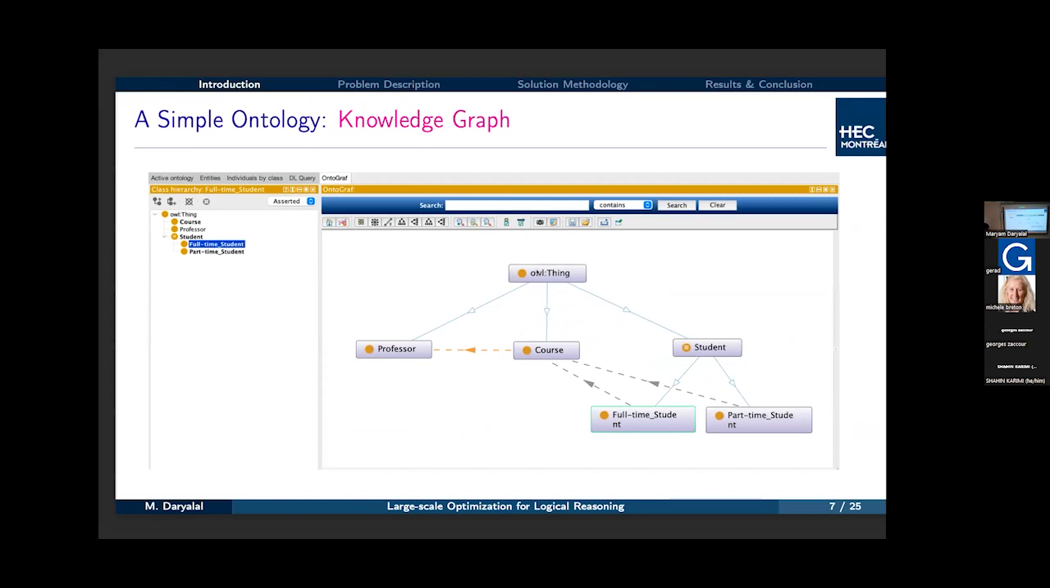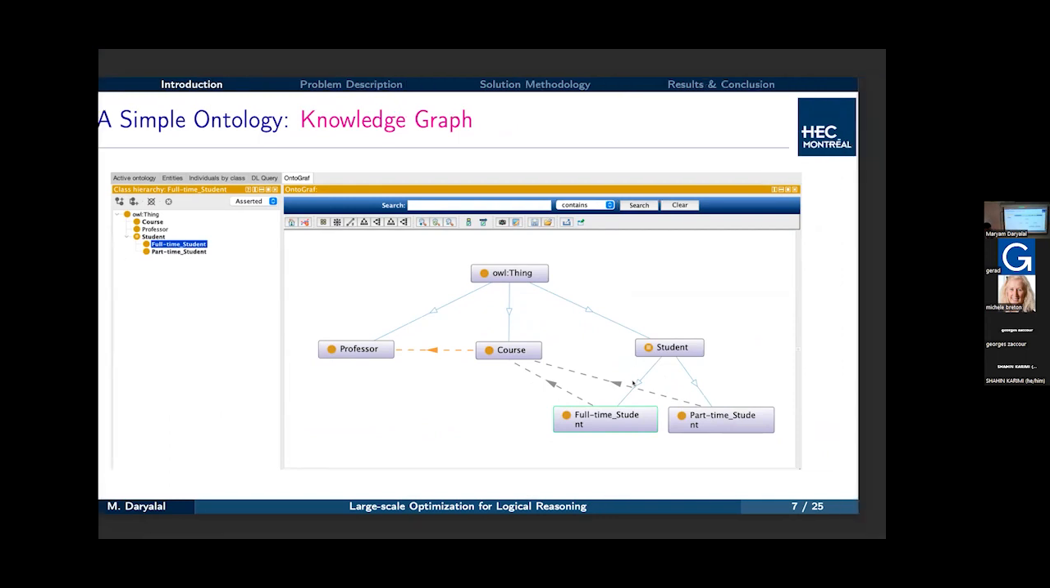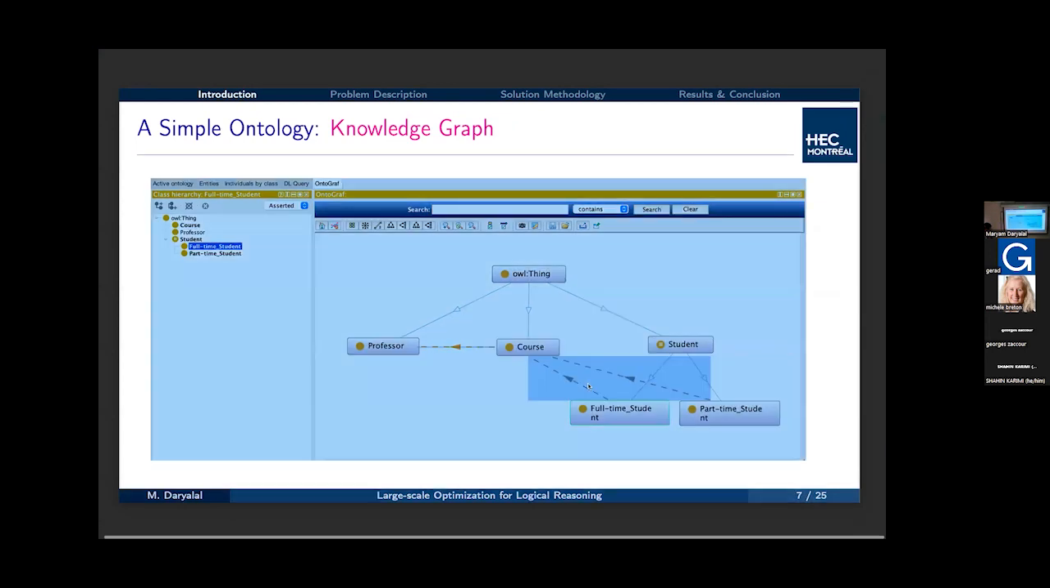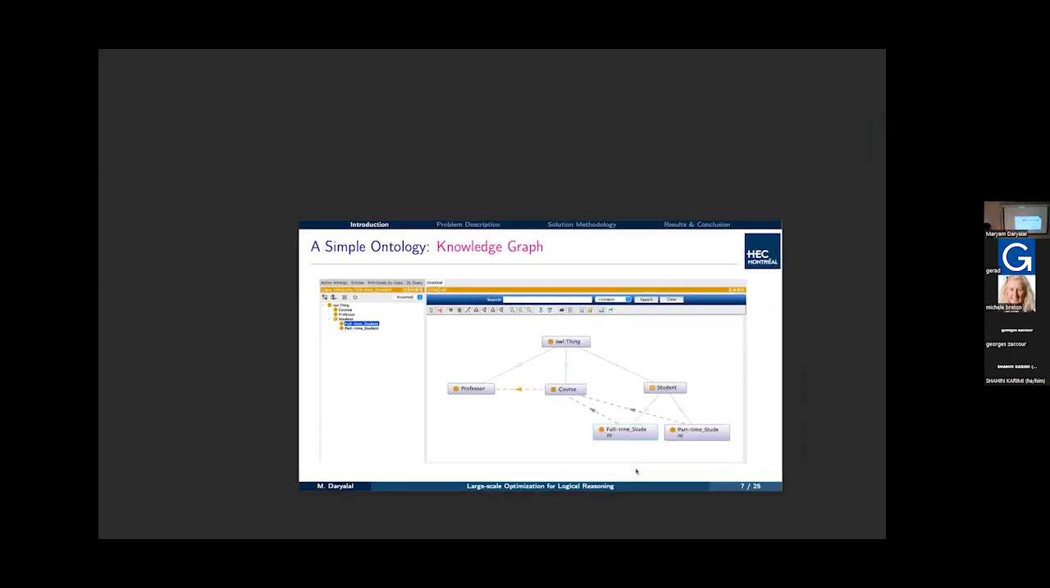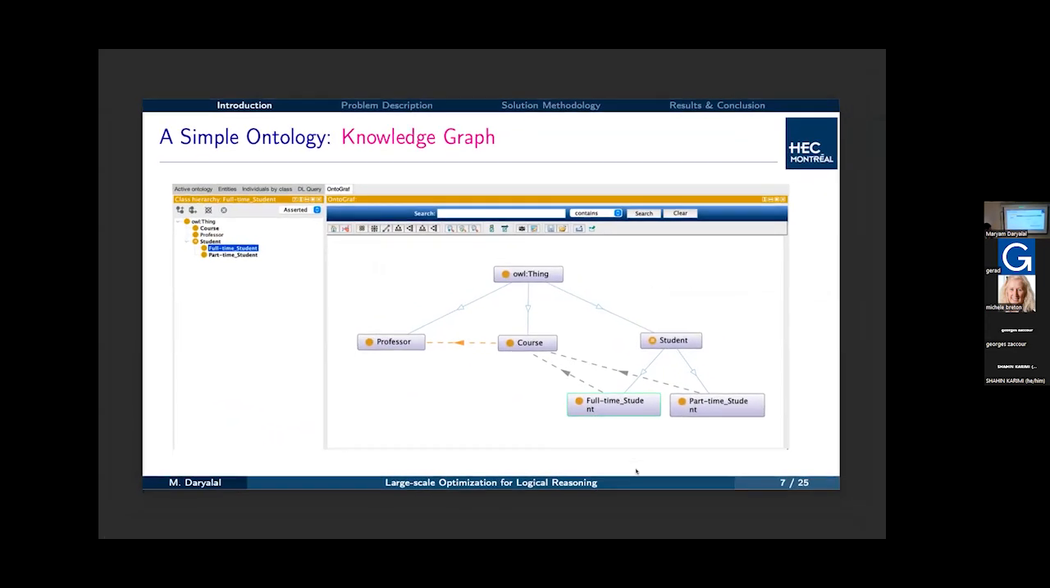As you can see here in the root node, we have Thing, so everything in our application domain, in our university world. Then we're saying it's a professor or a course or a student. And then we have these two, part-time and full-time students. And these dashed lines represent our roles, our relationships.